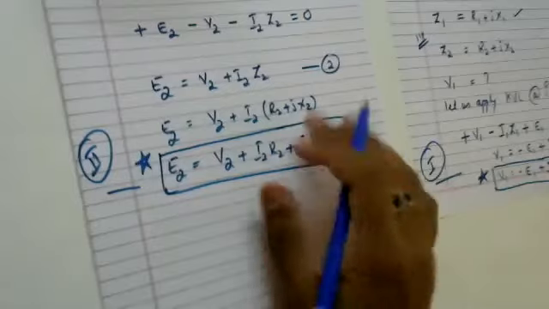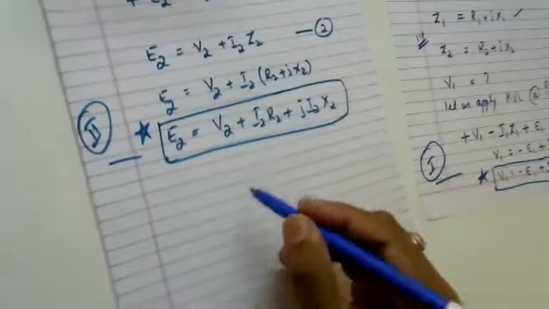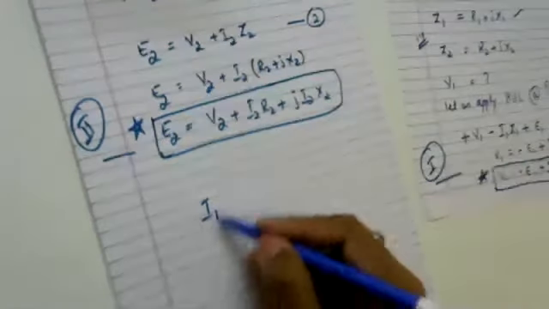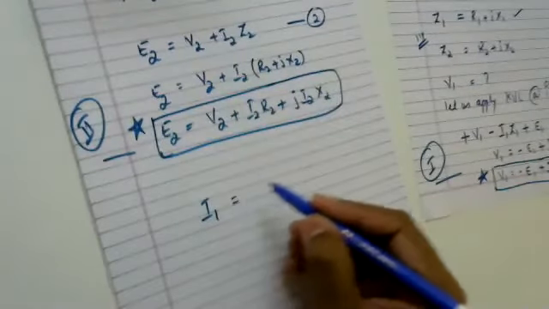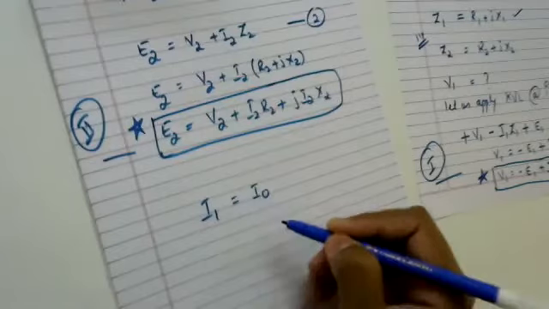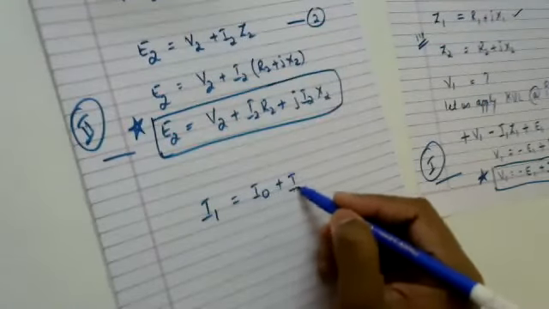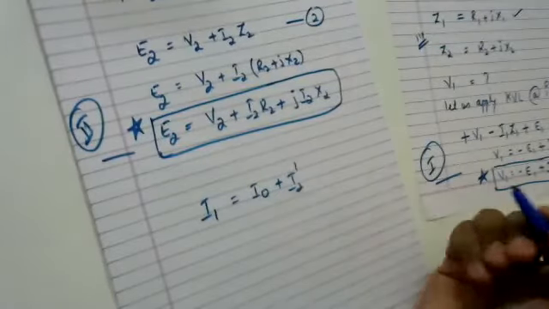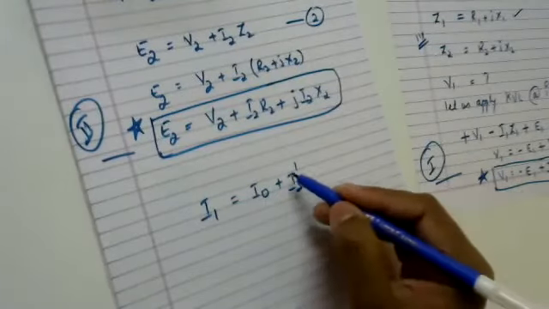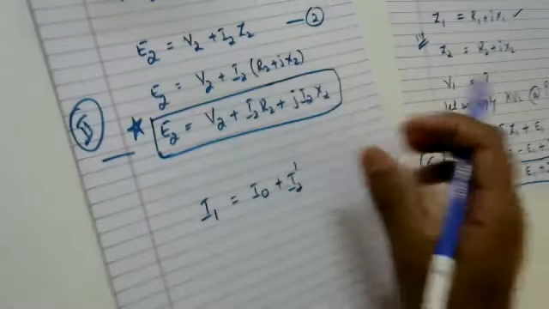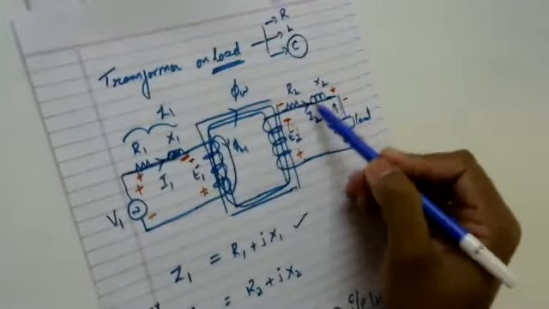Along with this, one more equation that will assist you is the equation for primary current. The equation for the primary current is given by the summation of a no load current I naught plus the equivalent secondary current. I am going to denote the equivalent secondary current as I2 dash. I2 is the secondary current, yes or no? In my circuit, I2 is my secondary current.